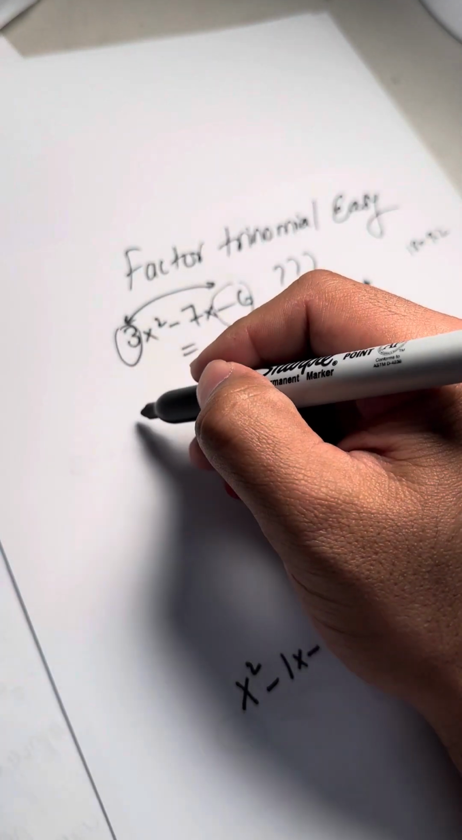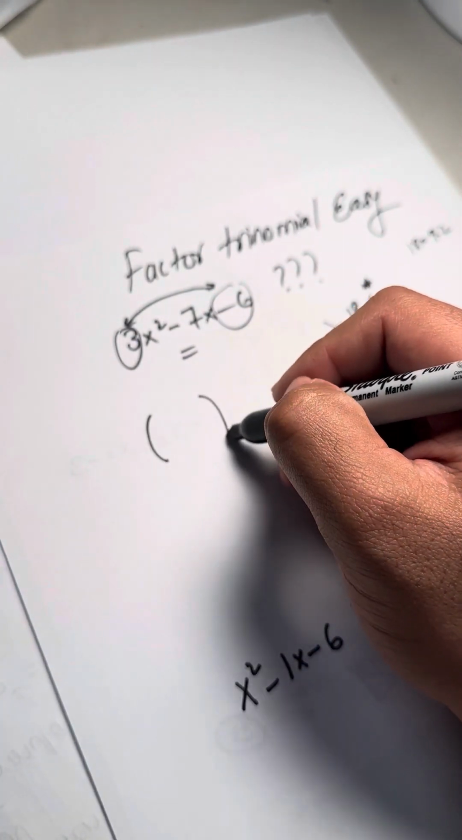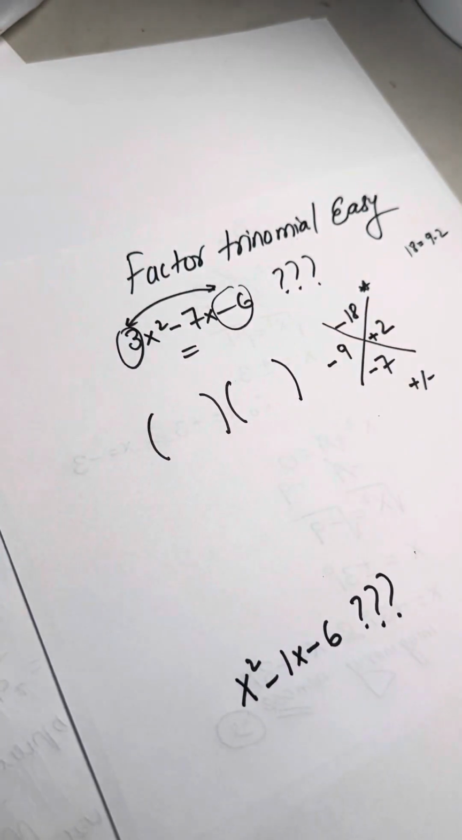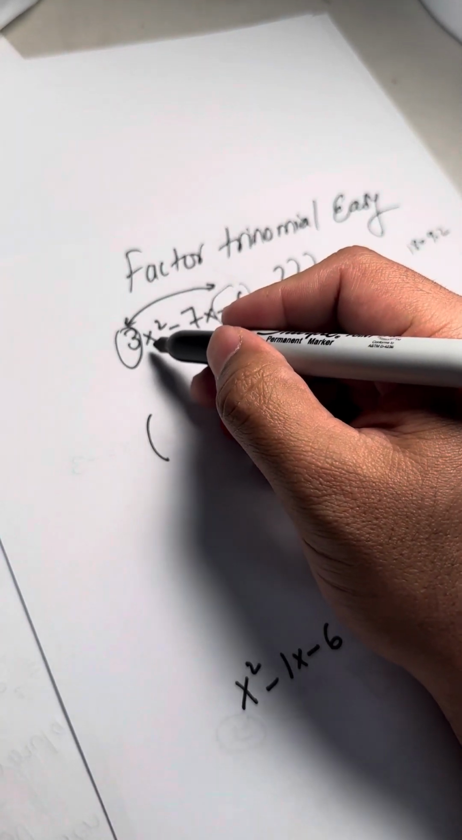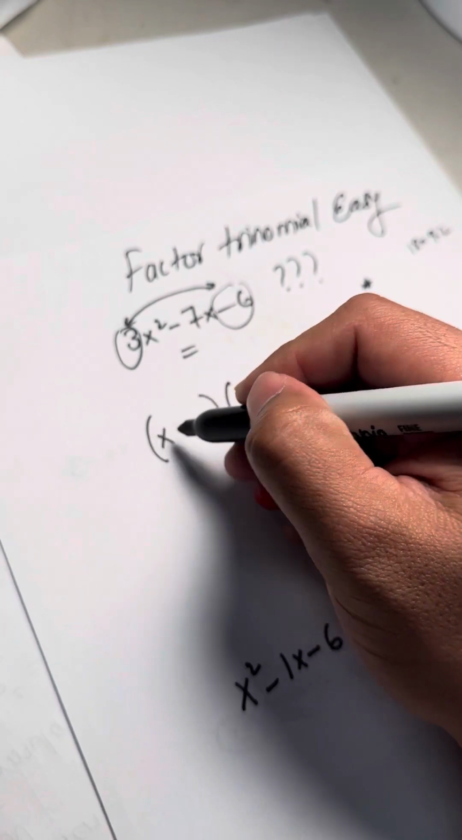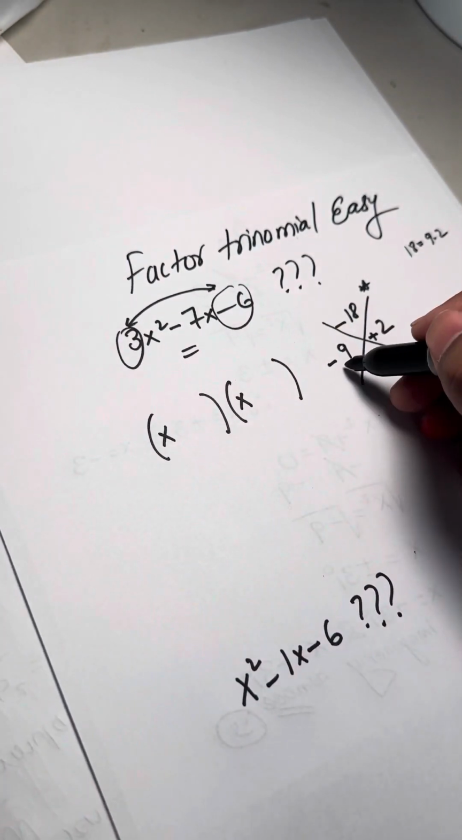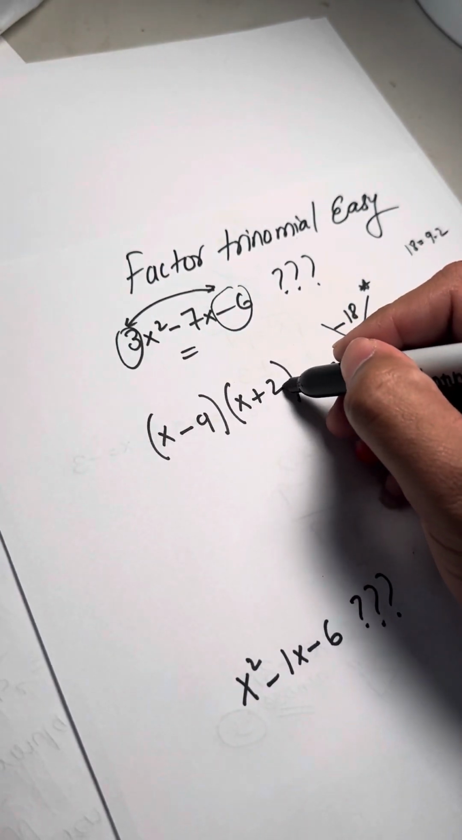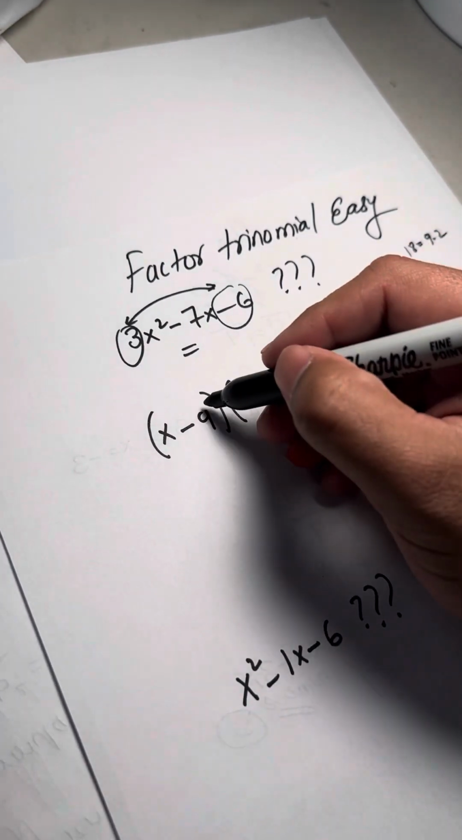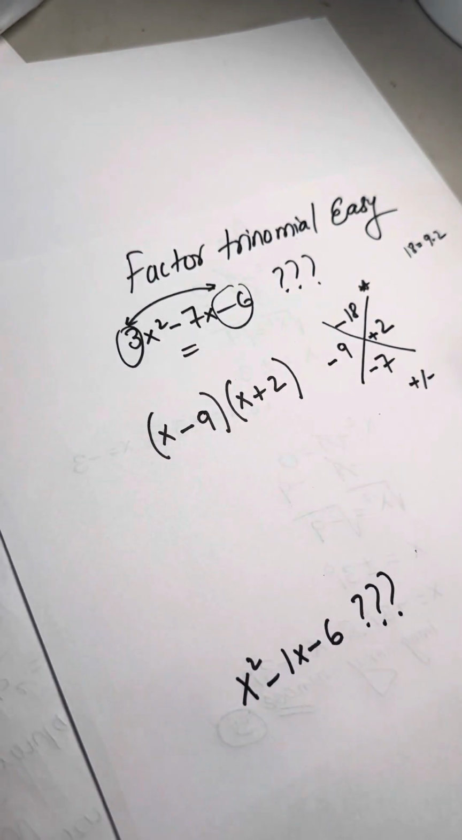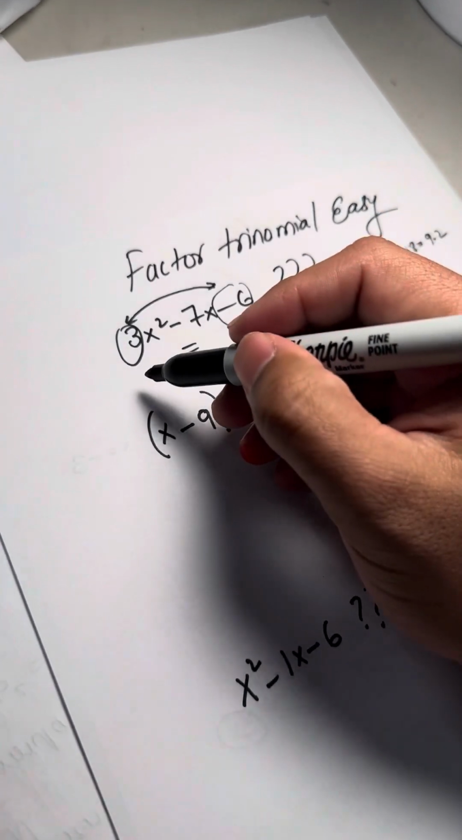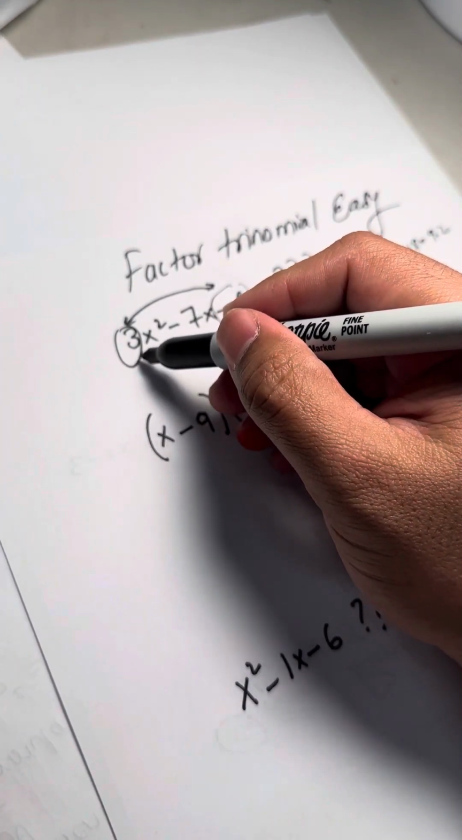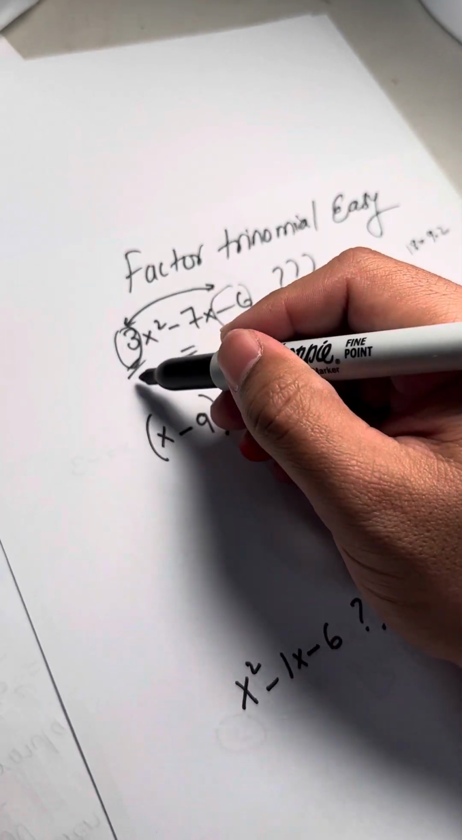So all you have to do is now make two parentheses, right? What's the variable we're working with? X. Write that guy in the front. What are the numbers we just produced? Negative 9 and positive 2. A lot of students leave the answer as this and they think it's done. But here's the trick. You did have a number in the front. So you kind of have to take care of that.